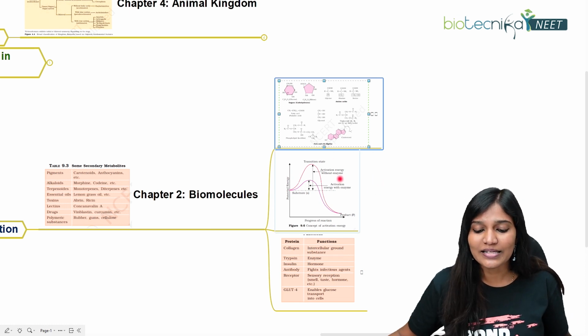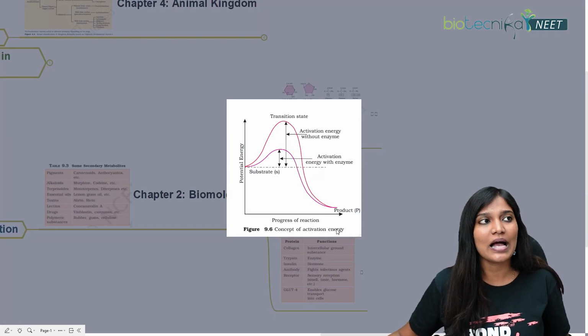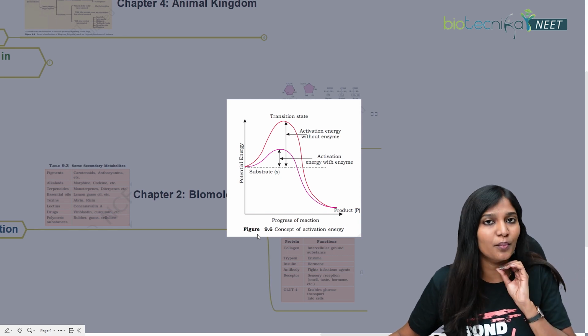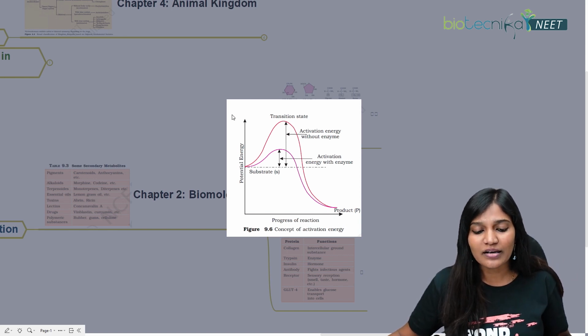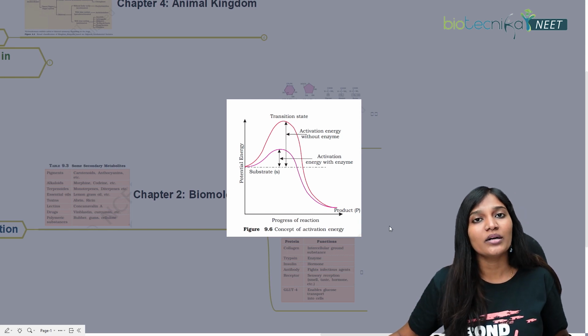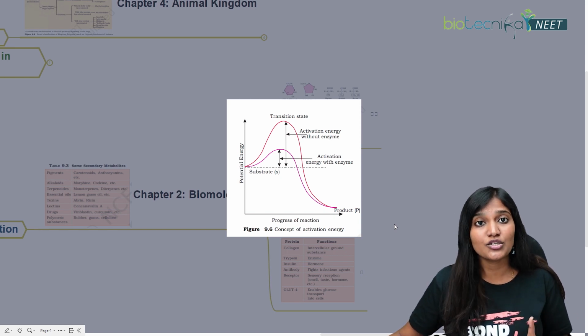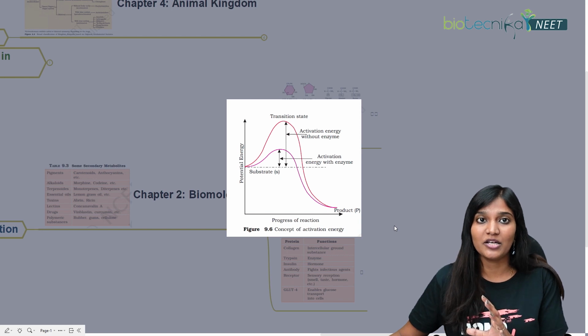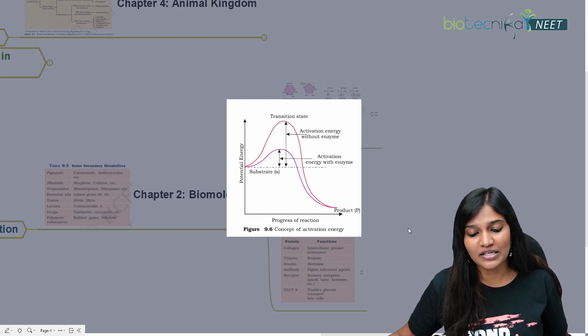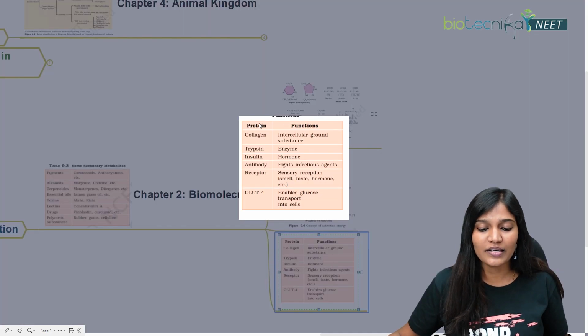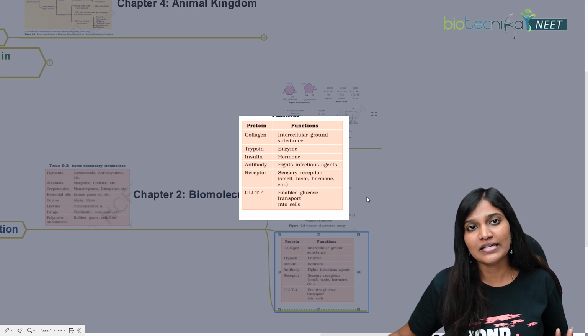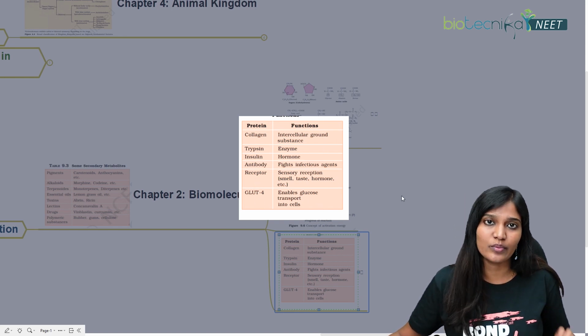So then comes the enzymes. In enzymes, you have to study activation energy. This graph is the most important graph, and you have to study these enzymes very, very properly. After that, you have to study the factors that affect enzyme action and the mechanism of enzyme action. Then you have to study the classification of enzymes, which is given in the last pages, like oxidoreductases, transferases. You should study this, and definitely whatever tabulation you see in the biomolecules chapter is really, really important.